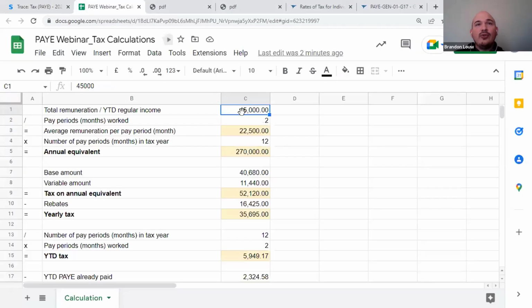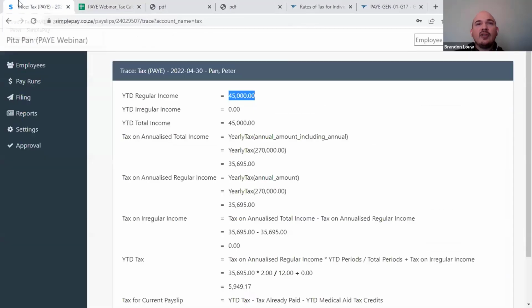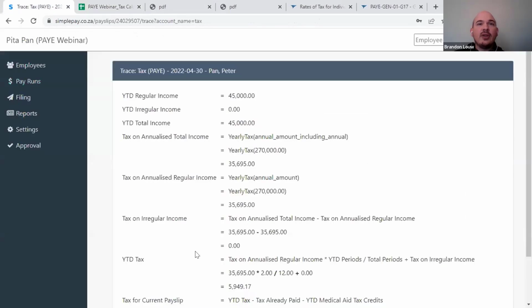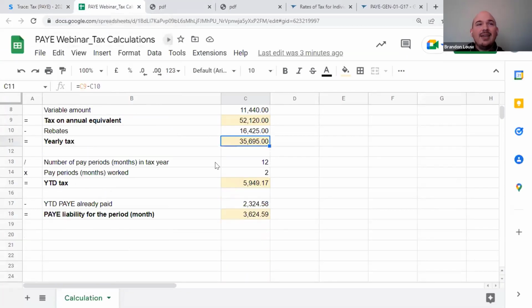We then said that we want to use that to determine the annual equivalent, and we said that is 270,000. And if we go to the tax trace, you'll see here it shows us the annual amount, which essentially is the annual equivalent, and that is 270,000 over there. We then said we want to calculate what is the tax on that annual equivalent, and we said that is 35,695. And if we go to the tax trace, you'll see the tax that was calculated is 35,695 on that annual equivalent. We then said we're going to de-annualize it to determine what is the year-to-date tax that should have been paid for March and April. And we said that's 5,949 Rand and 17 cents.